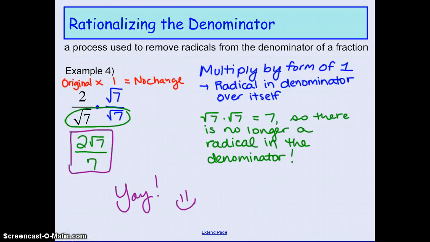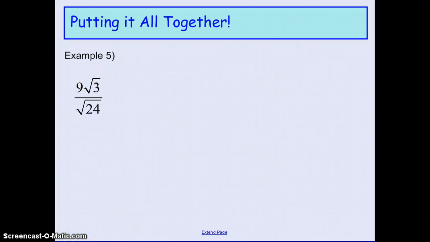Now we'll look at one more example. In this last example, I just want to put together a bunch of different concepts that I've used throughout this video to show you how we could do one problem. So we have this 9 radical 3 over 24. And there are a few different ways we could approach this. I'm going to take an approach that's a little bit different to what we've been doing so far.